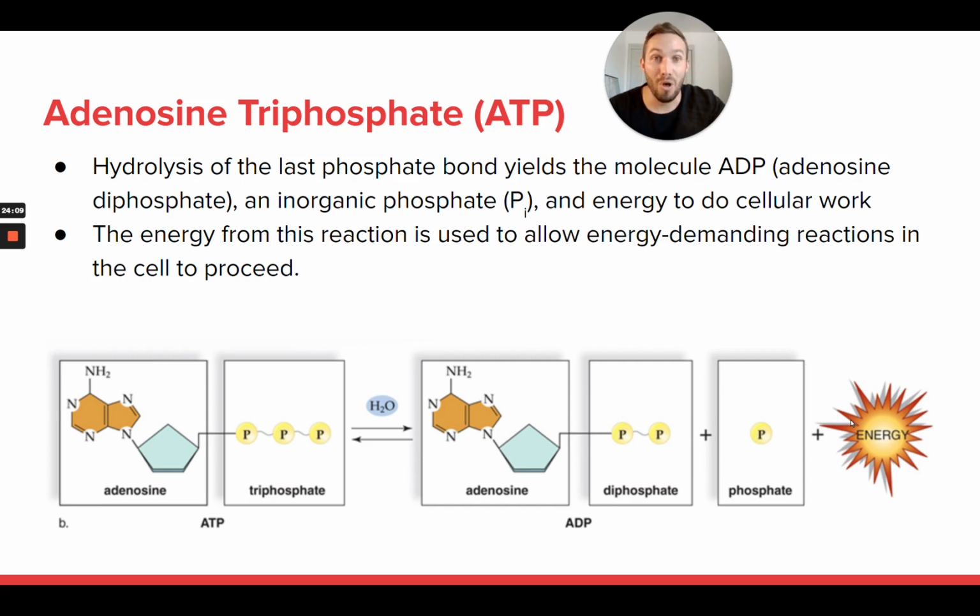And cells are doing this all the time. Basically, all cells on this planet are using ATP every second of every moment of every day. This is happening in all of your cells to provide energy for lots of different things that need to happen. But it's just worth pointing out that that's a nucleotide.